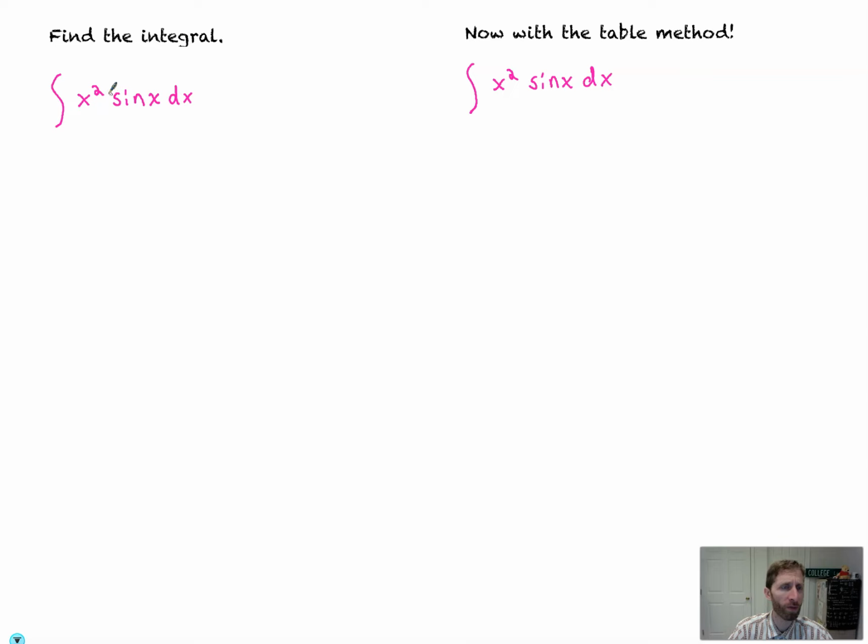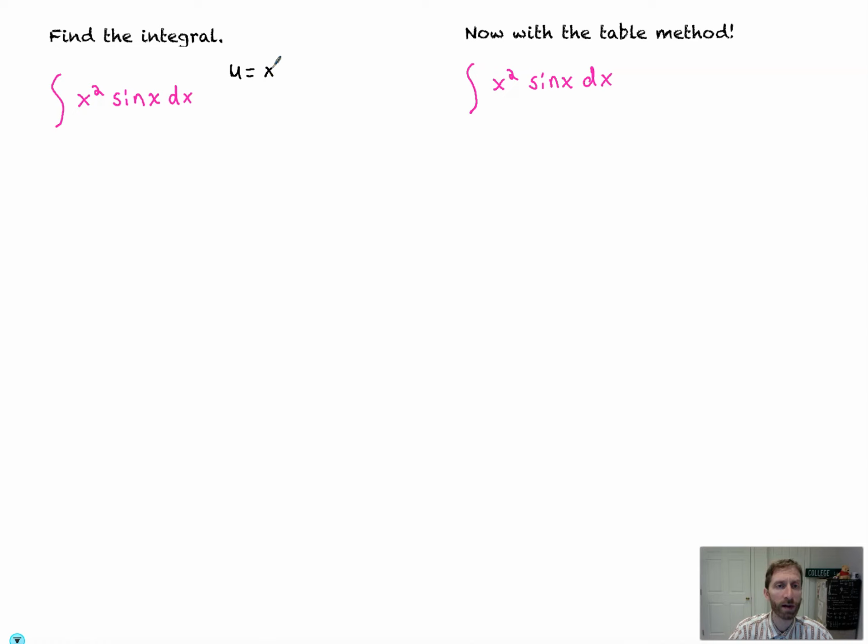So it says find the integral of x squared times sine x. Again, we identified that there's a product. We have a cyclical function in sine x, and we have a function whose derivative will get simpler. So this will be u and this will be dv. And so we'll use by parts as our diagnosis of what to use.